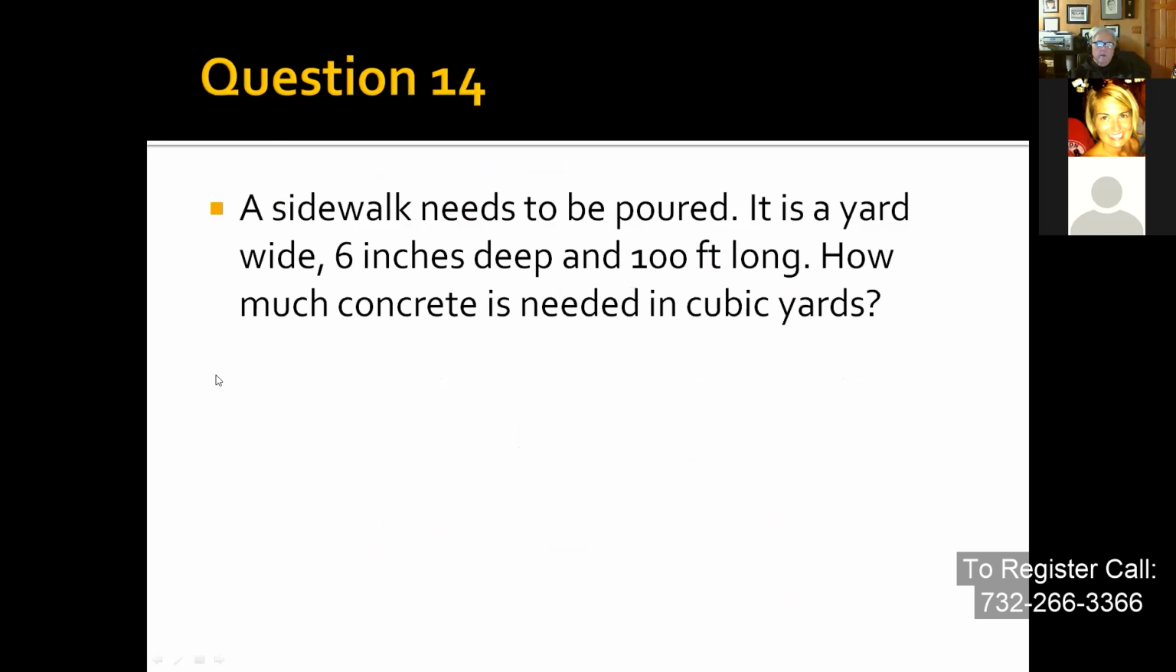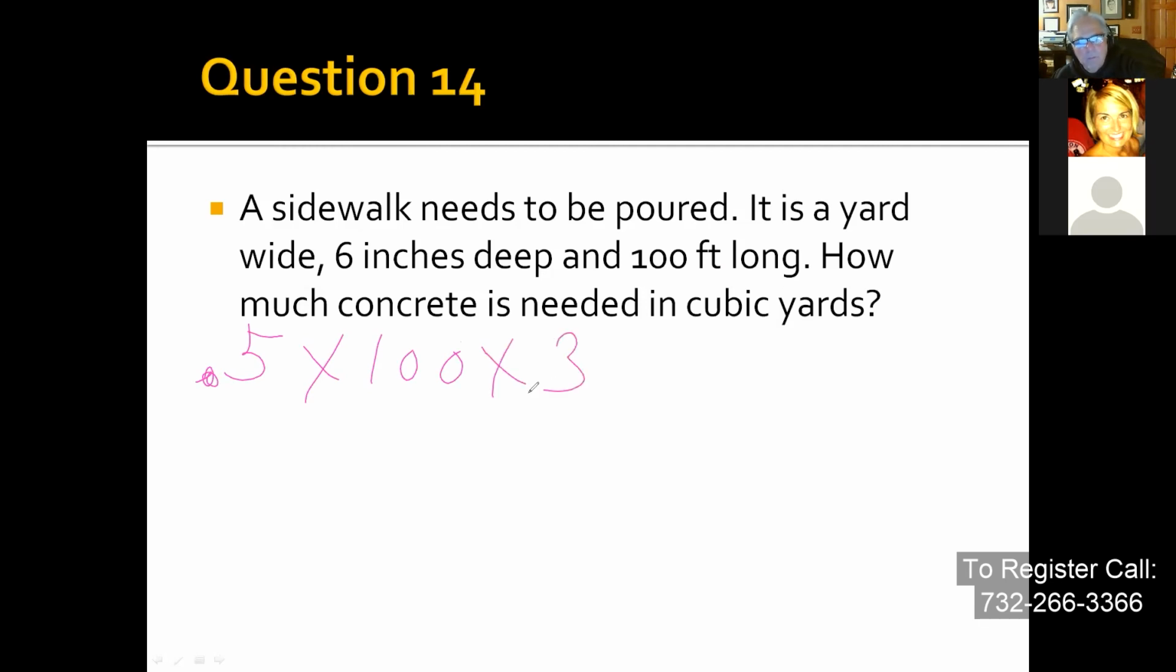The sidewalk needs to be poured. It's a yard wide, 6 inches deep, and 100 feet long. How much concrete is needed? So let's convert all of this stuff to feet. 6 inches is half a foot. So that's 0.5. 100 feet is 100 feet. That's 100. And 1 yard, because it's a yard wide, is 3 feet.